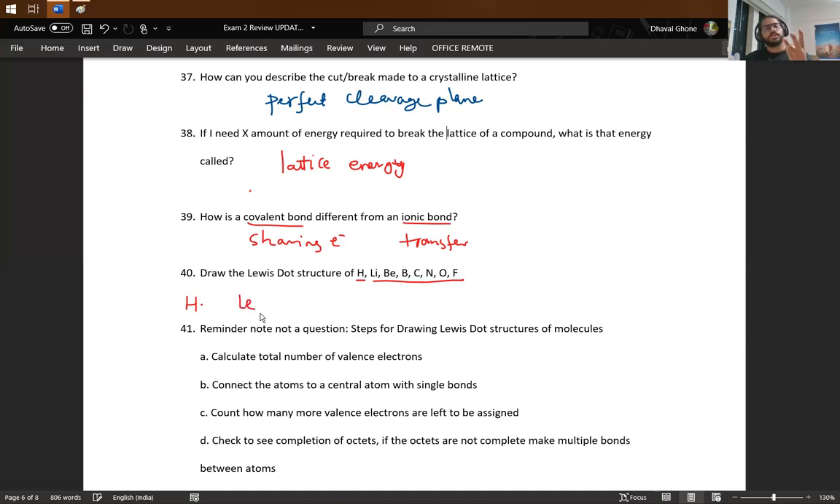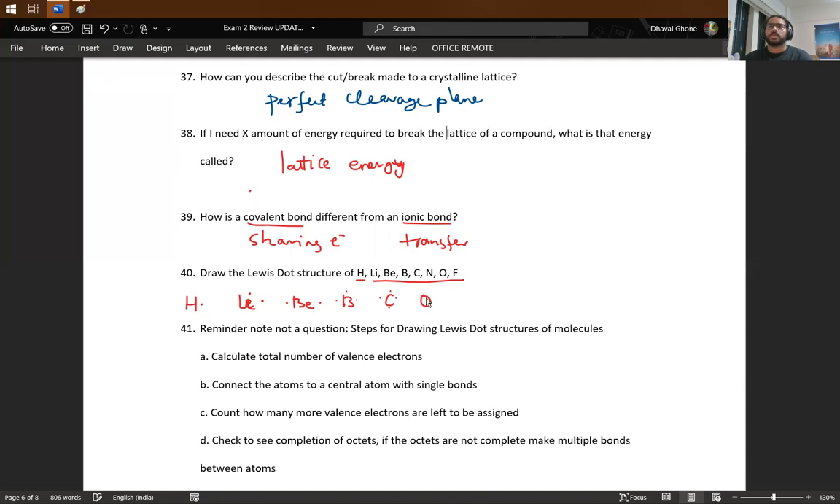Lithium has 3 electrons. However, it only has one electron in the outermost shell. And so I would draw lithium as lithium dot. Beryllium has 2 electrons in the valence shell, so I'm going to draw beryllium as 2 dots. Could be anywhere again. Boron has 5 electrons, 3 in the outermost shell. I'm going to draw 3 dots for boron. Carbon will have 4 dots.